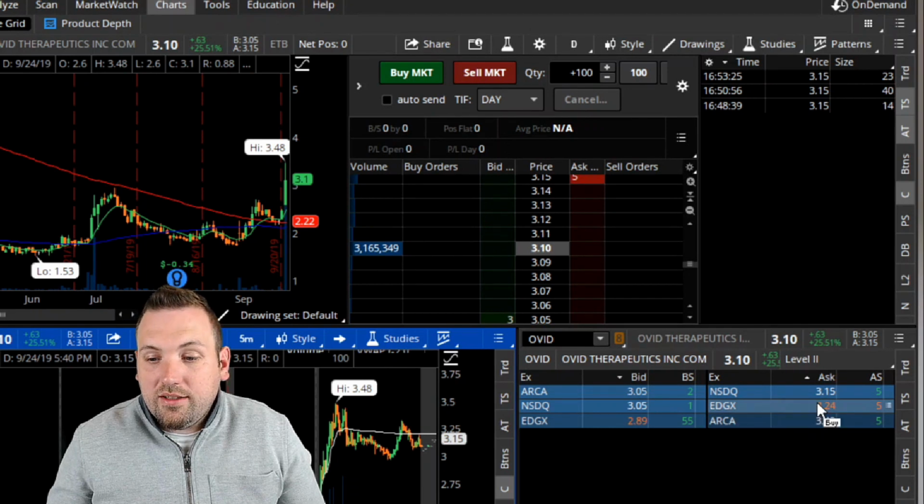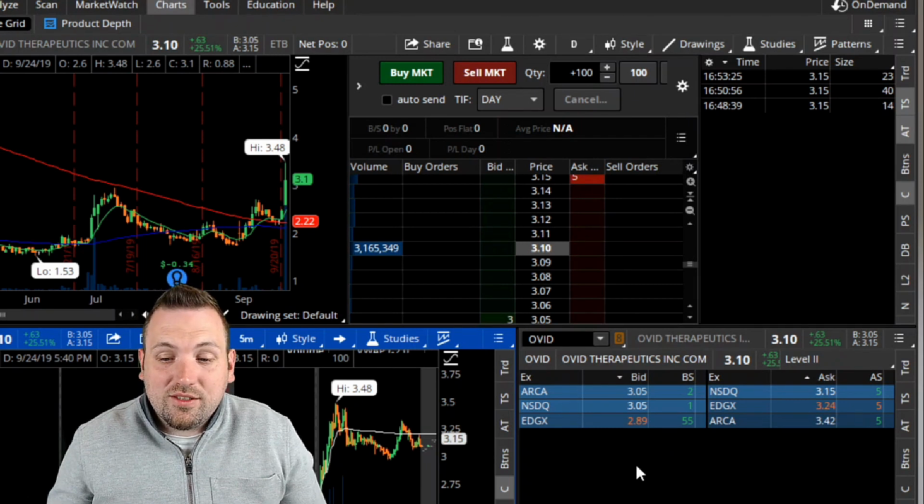And the other way, same exact thing. If you see more sellers than buyers, the stock is going to go down. So it's pretty simple. And you can use this as support and resistance as well.